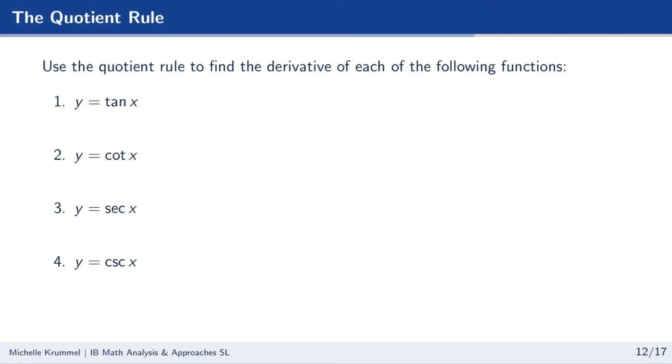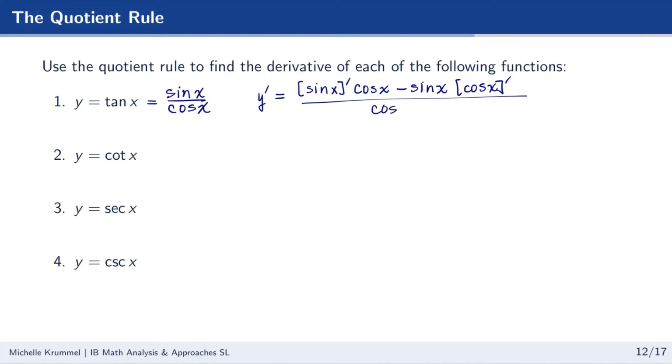So for y equals tan x, let's start by writing that as sine x over cosine x. The tangent of x equals sine x over cosine x. That is a quotient. So the derivative, y prime, equals, we're going to use the quotient rule here. It's the derivative of the top times the bottom minus the top times the derivative of the bottom over bottom squared.